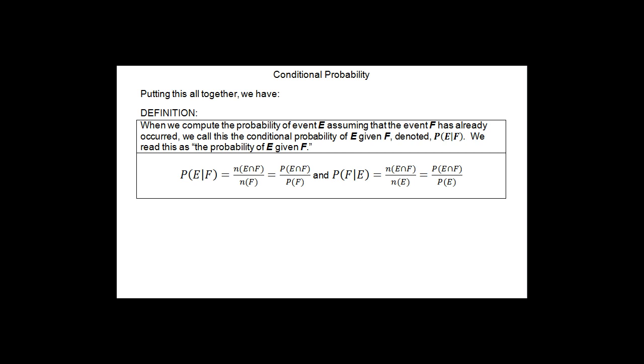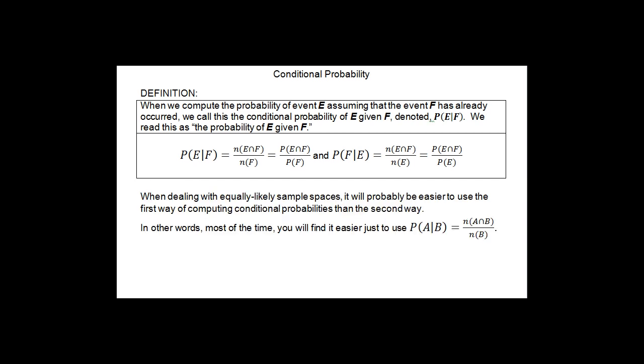And just to clear up the clutter and put things together in one place where you can see them better, I'm listing the definition of conditional probability, and I'm also listing those formulas that we've derived. I do think that when you're dealing with equally likely sample spaces, it's probably going to be easier to use that first way of computing conditional probabilities, with the number in the intersection over the number in whichever event is appropriate. But there will be uses for the other formula, especially in another guise. We'll talk about that shortly.